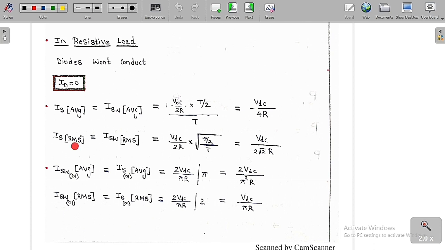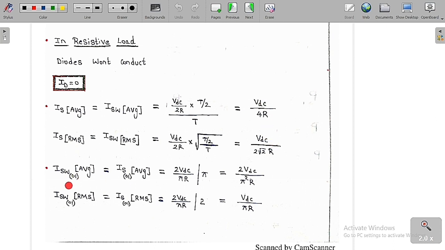If you want to find the RMS value of the source current or the RMS value of the switch current, it is VDC by 2R into under root of T by 2 by T. So you finally get VDC by 2 into root 2R. These two things we have calculated from the graph.